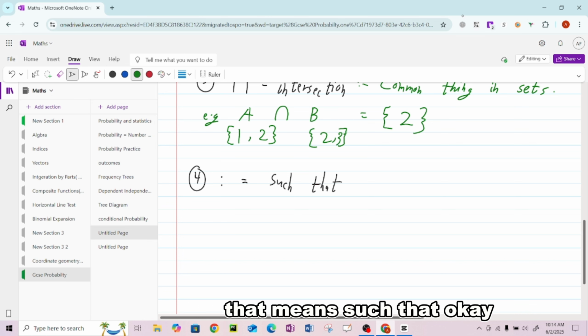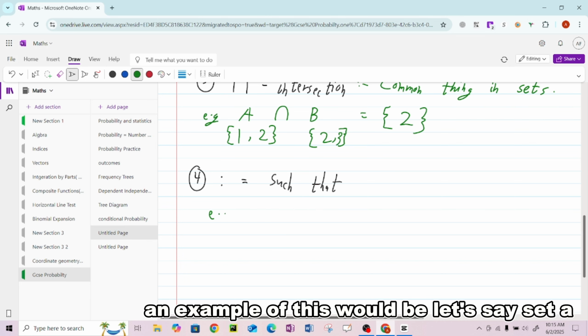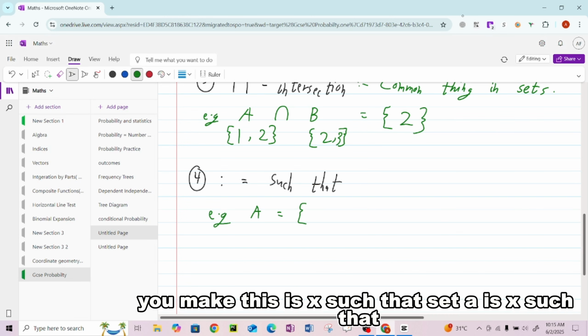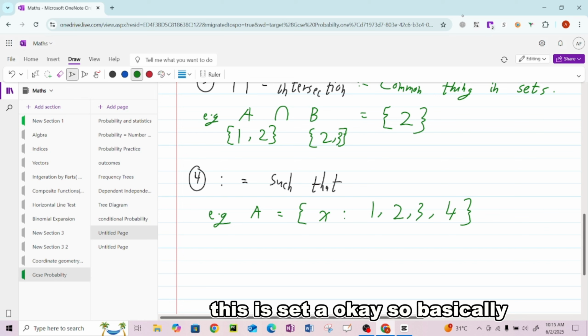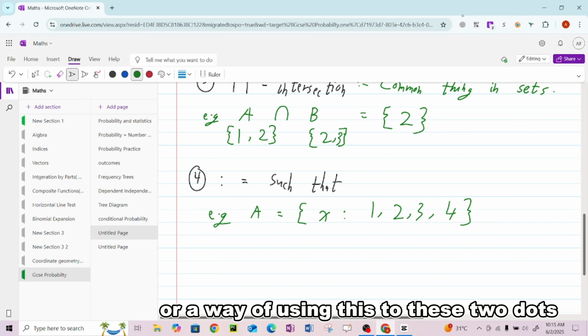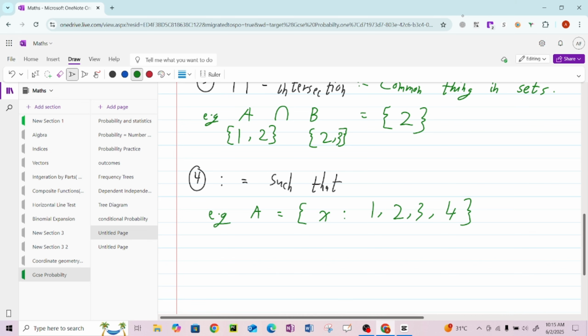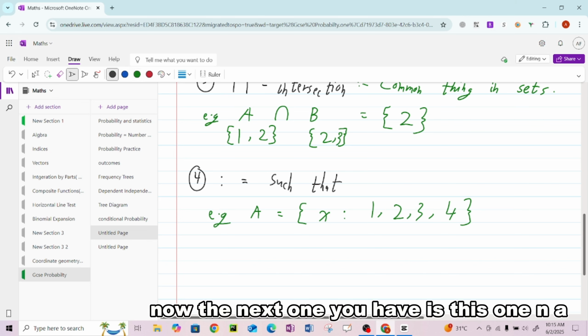Now you have this, that means "such that." An example of this would be set A is X such that X is 1, 2, 3, 4. This is set A. That would be a way of using these two dots.